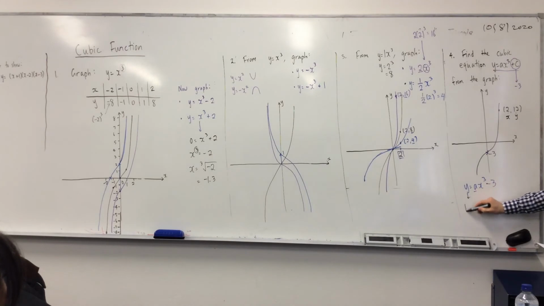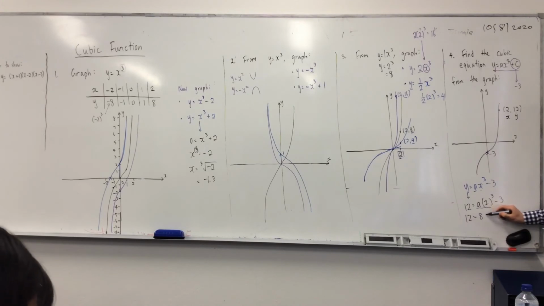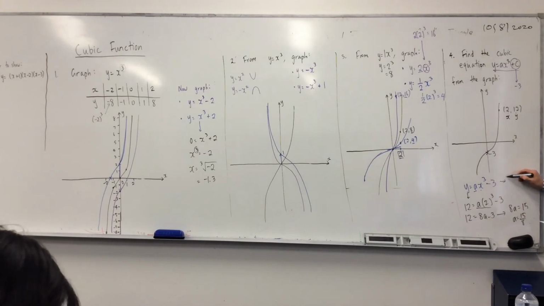So my y is 12, and a x cubed, that's a times 2 cubed, minus 3. So from here, you want to solve for a. What's that, girls? 8a minus 3, and the rest is history. So bring minus 3 to the other side, 15. So a is equal to 15 over 8. You can't leave it like that. So girls, my final equation is y is equal to 15 over 8 x cubed minus 3. Okay, so they will sometimes ask you that.